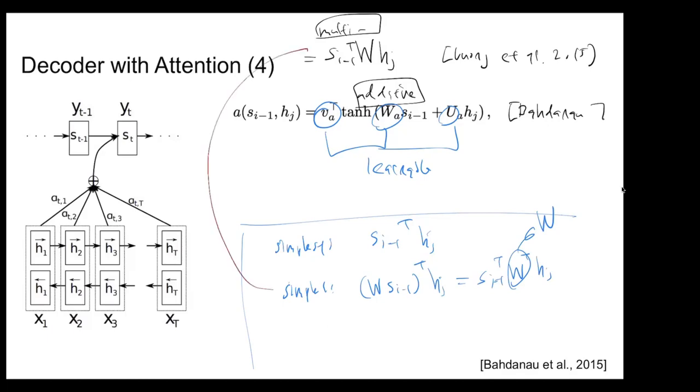But then some people thought that that's not enough. So instead they try to measure the similarity by mapping S_{i-1} and H_j together to some vector space using this W and U. And after that, they do a dot product with these parameters to compute some score. That was their intuition, and the spoiler is that people don't use this anymore.